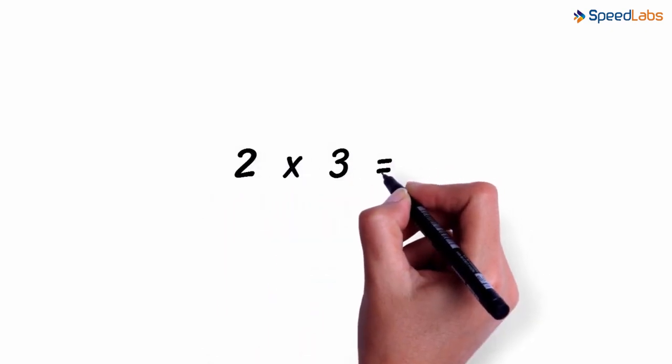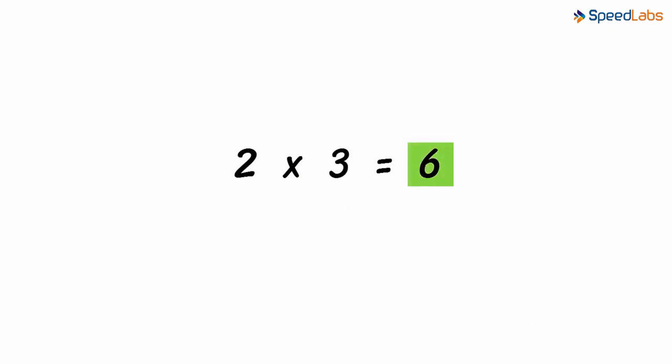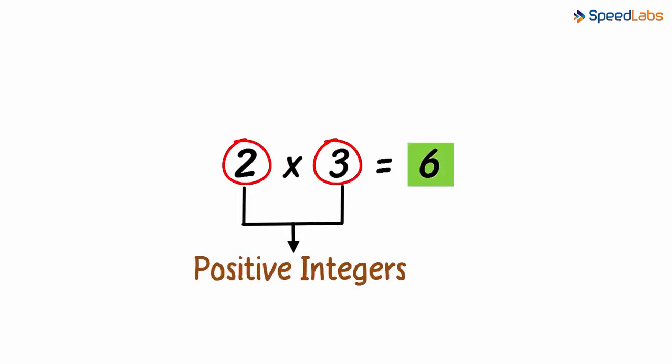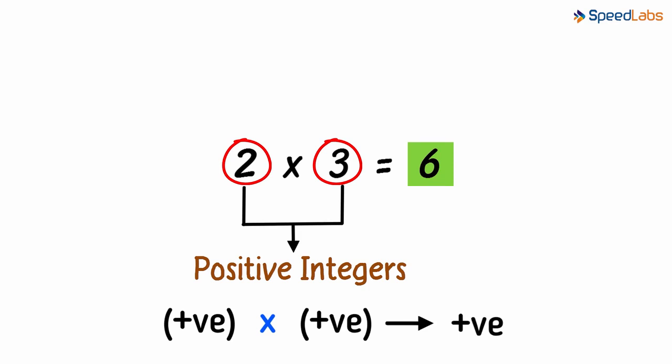We know how whole numbers are multiplied. For instance, the product of 2 and 3 is 6. The result is always positive. And whole numbers are nothing but positive integers. Therefore, the product of two positive integers will always be positive.